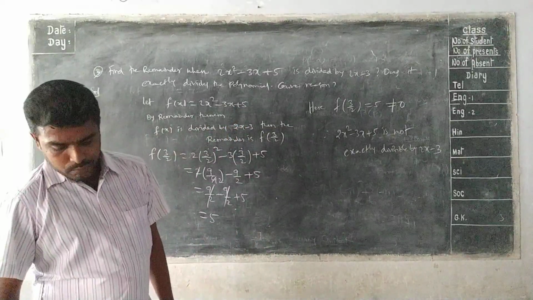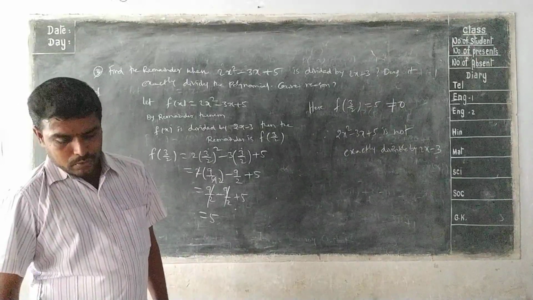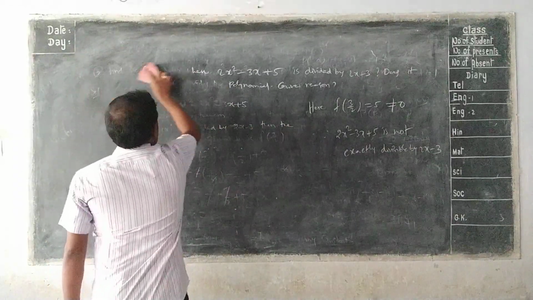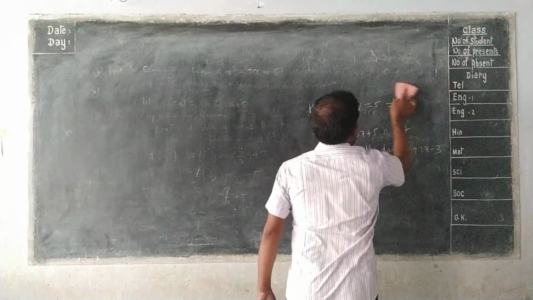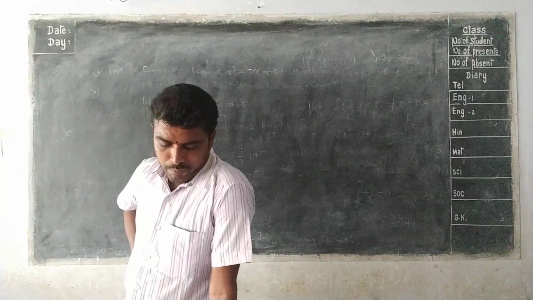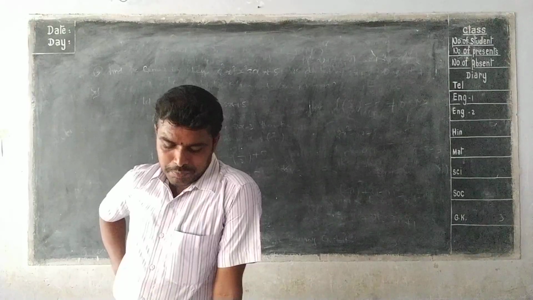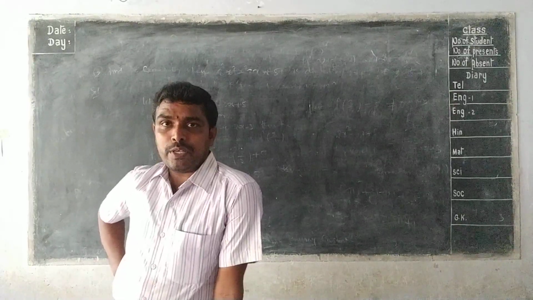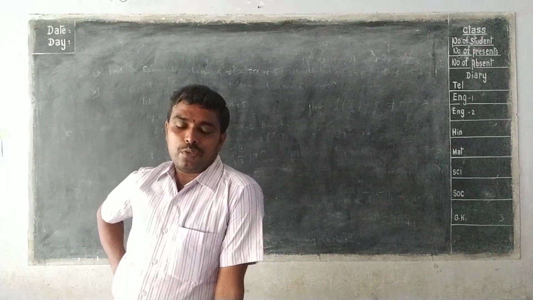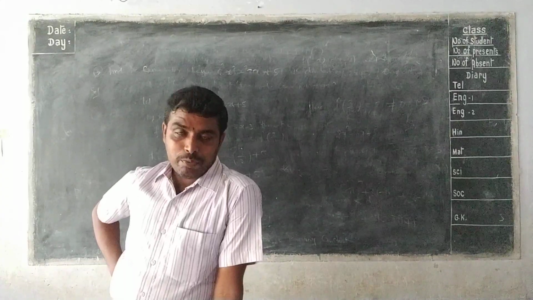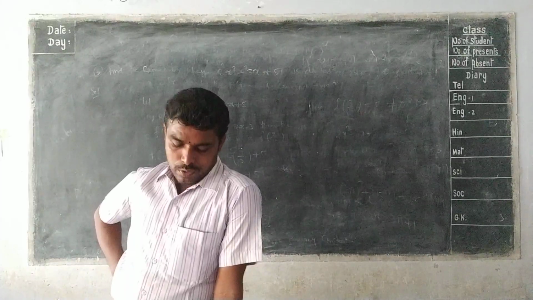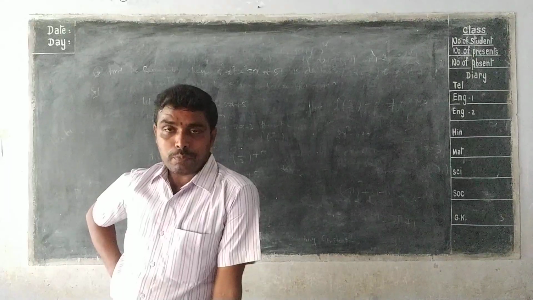Next, fourth one, find the remainder. So fourth one you have to do. What is the fourth problem? Find the remainder when 9x cube minus 3x square plus x minus 5 is divided by x minus 2 by 3. If f of x is divided by x minus 2 by 3, then what is the remainder we have? f of 2 by 3. So here you have to assume the given polynomial as f of x equal to 9x cube minus 3x square plus x minus 5. You have to find f of 2 by 3. So that problem you have to do.